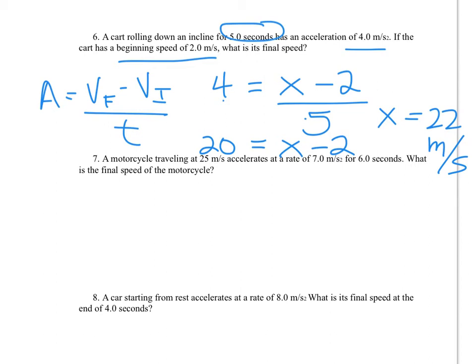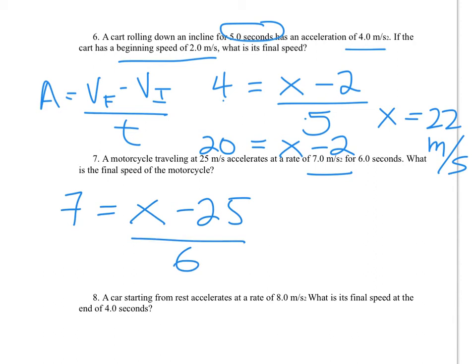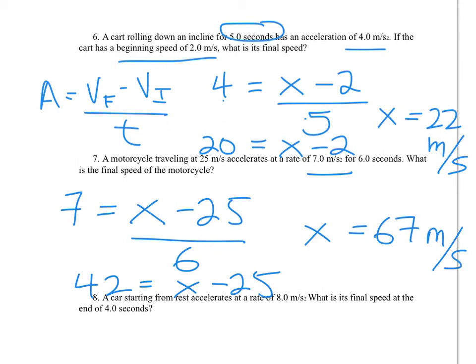So let's continue. Number 7, a motorcycle is traveling at 25 meters per second, and it accelerates at a rate of 7 meters per second squared for 6 seconds. What's the final speed of the motorcycle? Very similar to the previous example. So we have our acceleration of 7, so 7 is equal to x minus 25 over 6. So we have 42 is equal to x minus 25, and x is equal to 67 meters per second.